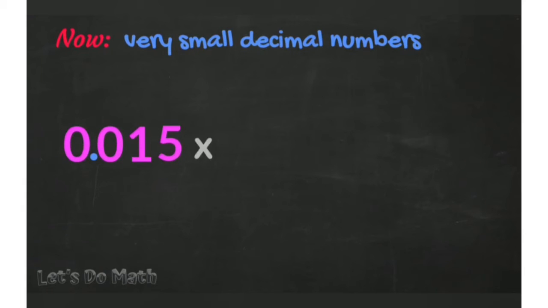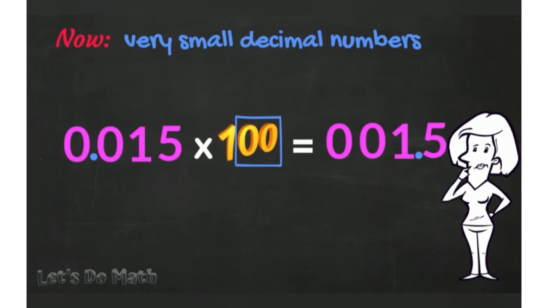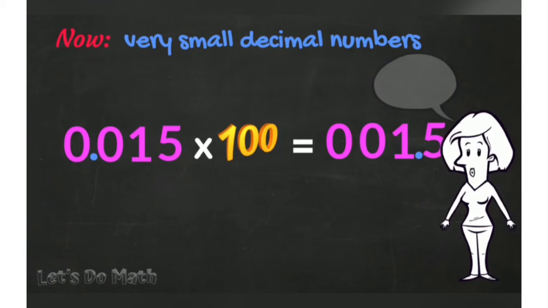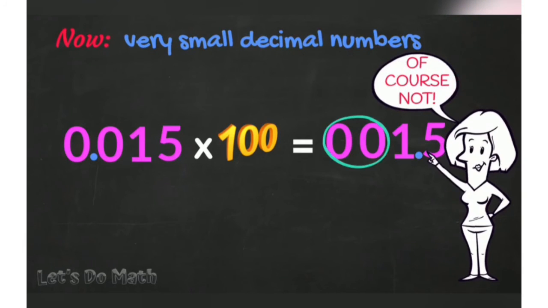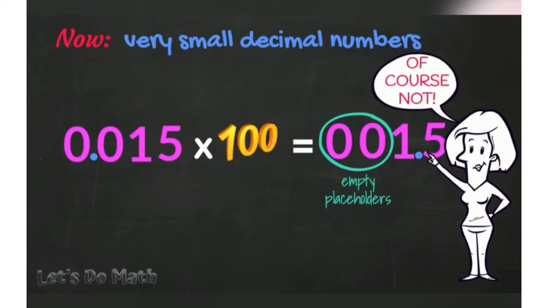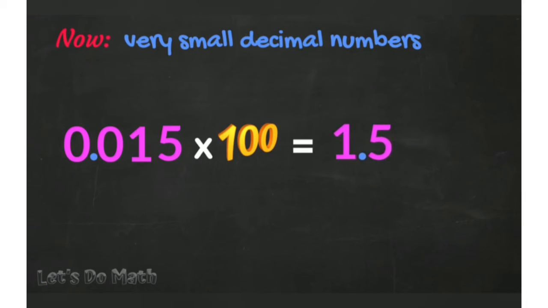Now let's look at a very small decimal number multiplied by 100. The same way we shift the decimal point twice. So it becomes 001.5. But the leading zeros are not consequential, so we have to ignore them. So our answer therefore is simply 1.5. This is how we deal with small decimal fractions.